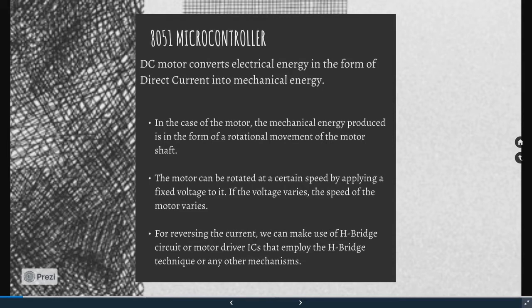For reversing the current, we can make use of an H-bridge circuit, or motor ICs that employ the H-bridge technique or any other mechanisms.